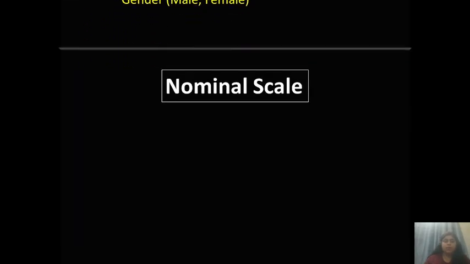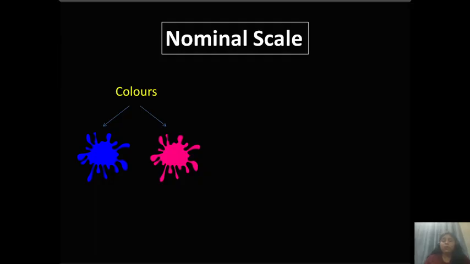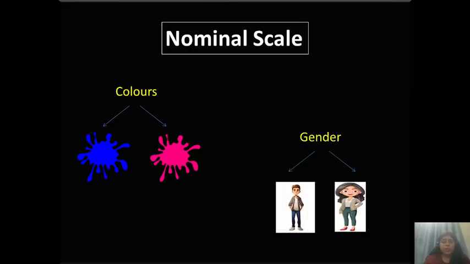For example, colors. You can only put your data in categories, whether the data is blue or pink. There is no rank assigned to data, as in blue is above pink or pink is above blue. You can just put your data in categories. Second is gender, male or female. There is no order between genders, you can only put them in categories. The most you can do is count the number of males and the number of females. So in nominal scale, we only put data in categories and we can count them.